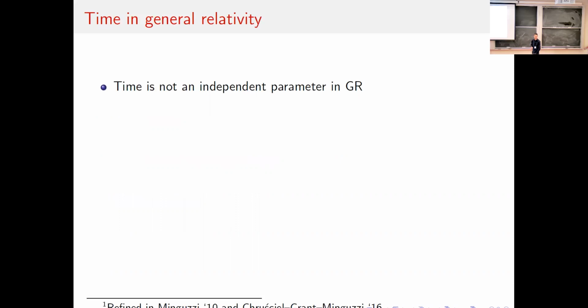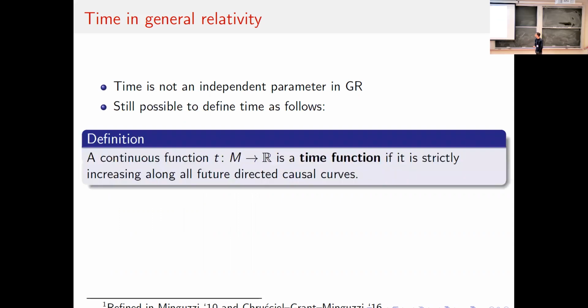So first, time in general relativity. Compared to Newtonian gravity, for example, in GR there is not an independent parameter of time, but time is part of space-time. But we can still have a notion of time in the following sense: we have a continuous function from our space-time manifold to the real numbers, and we call it a time function if it's strictly increasing along all future-directed causal curves. Think that the future-directed causal curve could be the trajectory of an observer, and for all the observers, as you can see, the time is increasing, right?